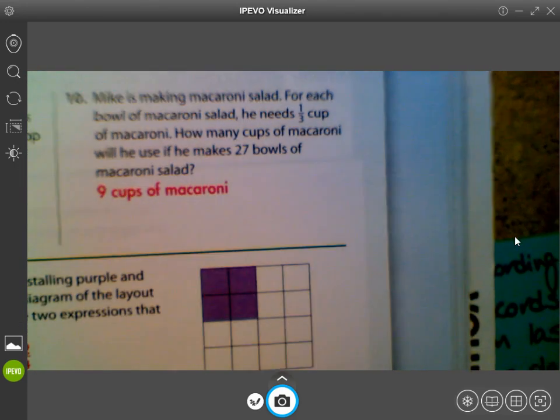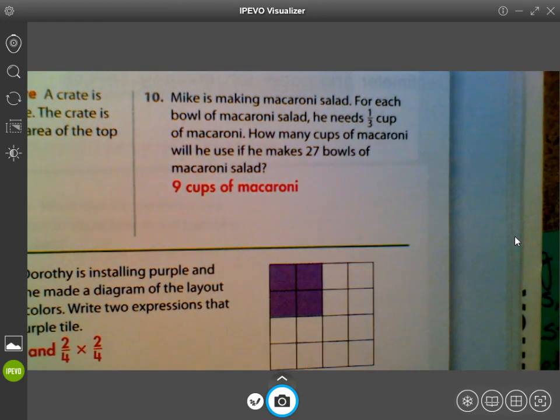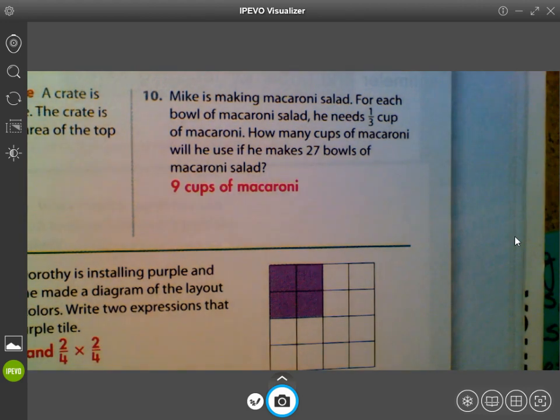There we go. Mike is making macaroni salad. For each bowl of macaroni salad, he needs 1/3 cup of macaroni. How many cups of macaroni will he use if he makes 27 bowls of macaroni salad? So what we need to do is take the amount of macaroni he uses per bowl and multiply it by the amount of bowls he's using. So we would take 27 times 1/3.